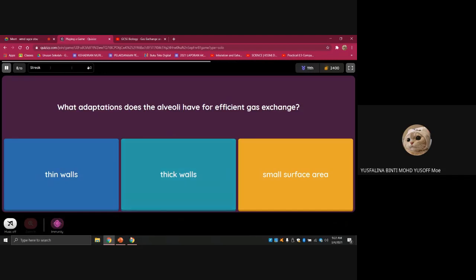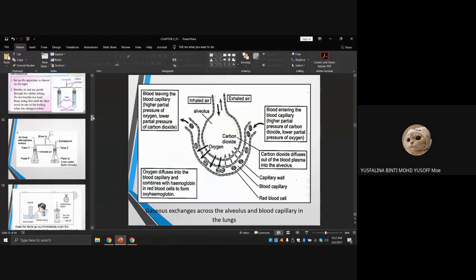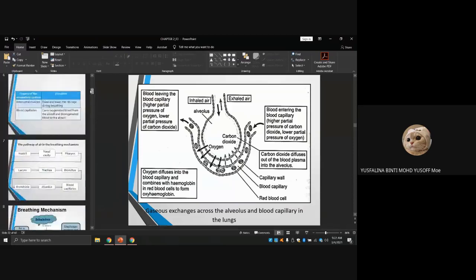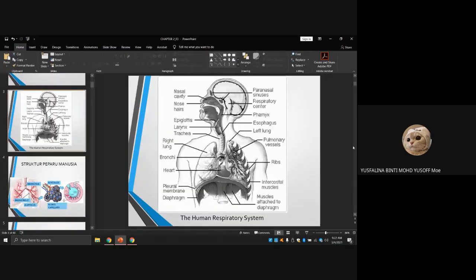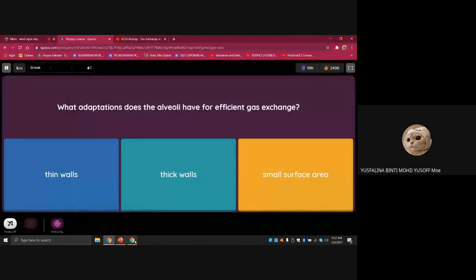Okay. Right. So let's see the diagram again. From here, bronchi. Bronchi is actually 1. Number 2 is a bronchiole. Right, so let's move on to the next one.